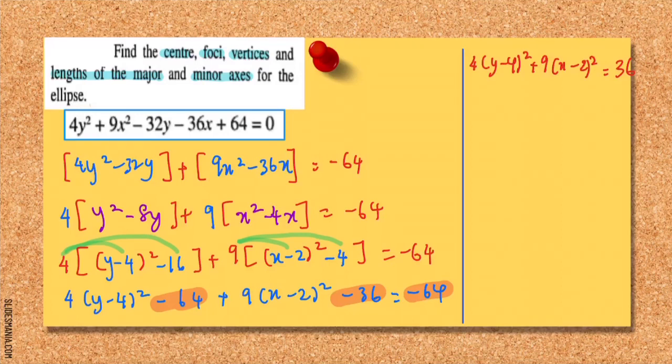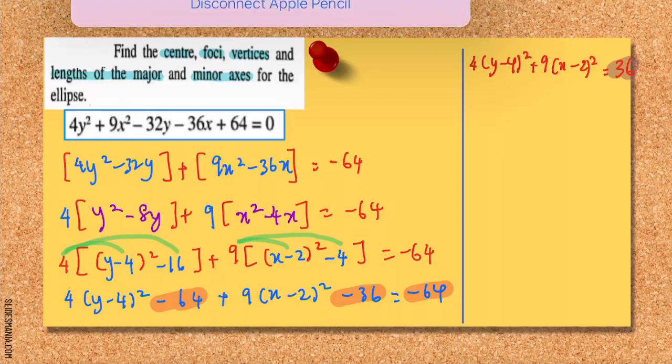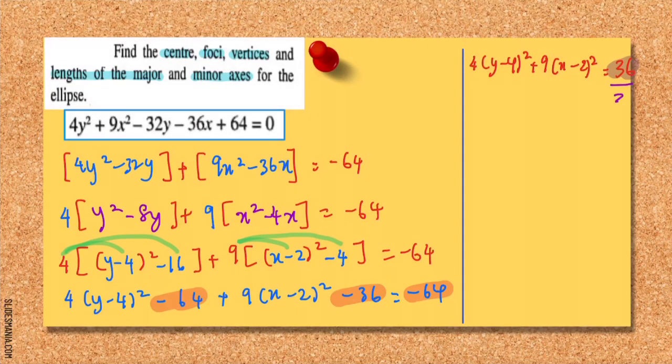The next step is we want to focus on our right hand side here. We want to make sure that our right hand side here becomes 1. So what we need is, we need to divide everything with 36 in order for it to be 1. When you divide your right hand side with 36, you need to divide 36 on your left hand side also. So let's divide it. So now what will happen to your right hand side? This will be equal to 1. This is what we want because our standard equation of ellipse, the right hand side should be equal to 1.